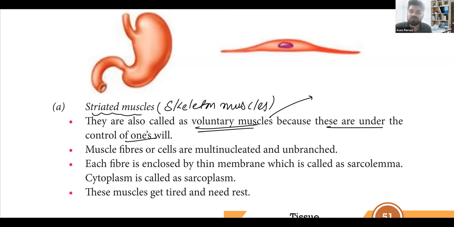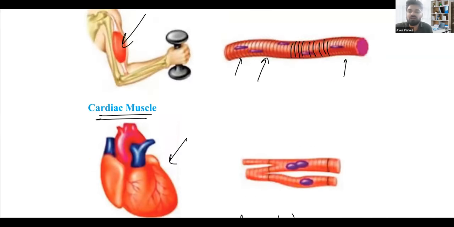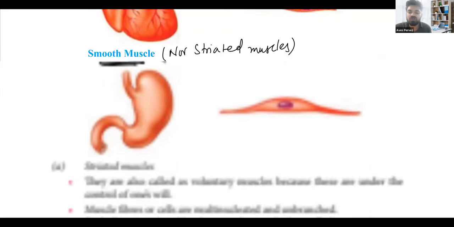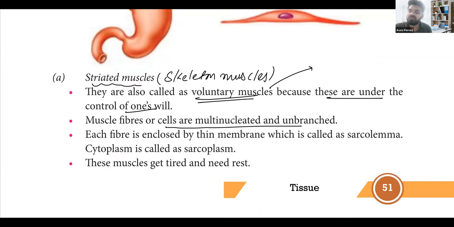Muscle fibers, or we can say the cells, are multinucleated, meaning multiple nuclei are present. You can see here, this is the nucleus. So they are multinucleated. Understood, everyone? And each fiber is enclosed with a thin membrane called sarcolemma, and the cytoplasm is called sarcoplasm.